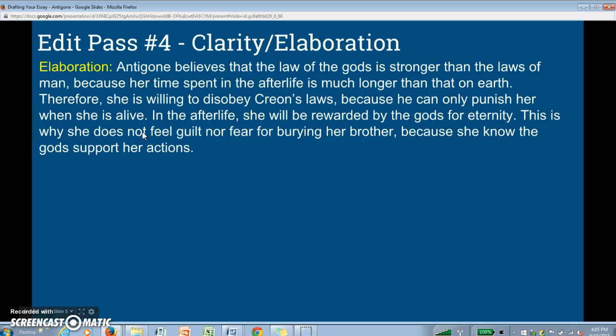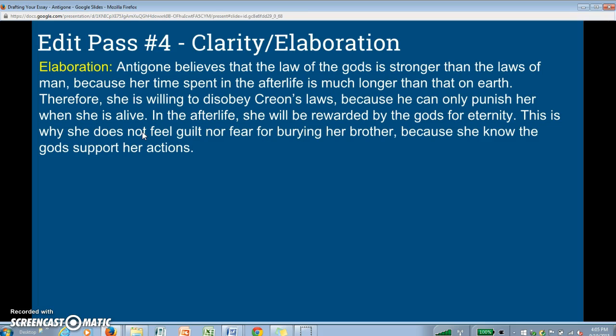Now, for your fourth pass, let's check clarity and elaboration. So you should have elaboration in all three body paragraphs of your essay, and it should follow each piece of your evidence. Because remember, it goes topic sentence, evidence, elaboration, wrap up. So now we're going to talk about the elaboration that should be in all three of your body paragraphs.